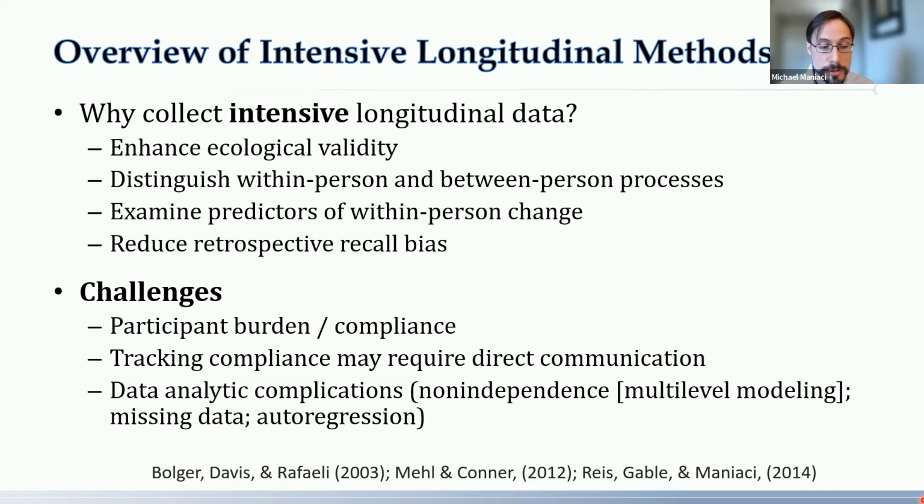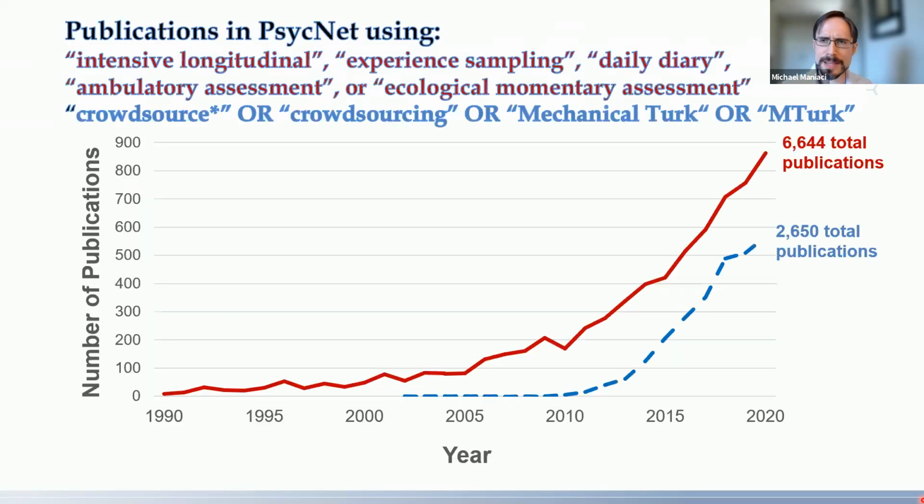You might usually need to communicate directly with participants to ensure that they stay in the study, remind them to do the surveys, follow up with them if they miss a few. And in the context of using crowdsourcing services, I think this is a unique benefit because we can communicate with participants in some cases without requiring them to give us personally identifiable information, which might be beneficial in some contexts. There are also data analytic complications related to non-independence, missing data, autoregressive effects. So again, the Bolger and Laurenceau intensive longitudinal methods book goes into some of those more data analytic considerations. I'm not going to talk about that today.